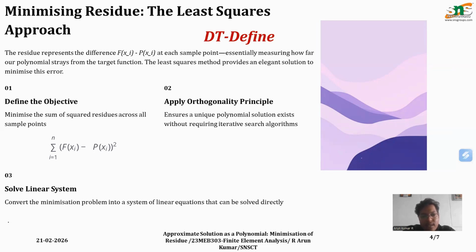Define the objective: the main focus is the summation of the squared residuals across all the sample points. For example, the sum of (f(x) minus p(x)) squared is the defined objective. Applying the orthogonality principle ensures a unique polynomial solution exists without requiring an iterative search algorithm. Solving the linear system converts the minimization problem into a system of linear equations that can be solved directly.